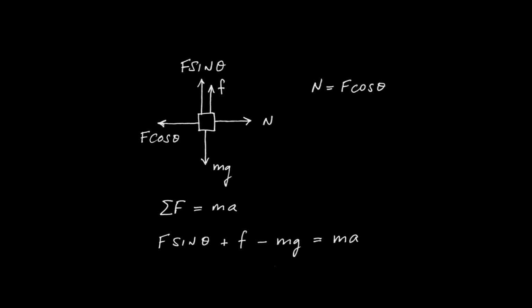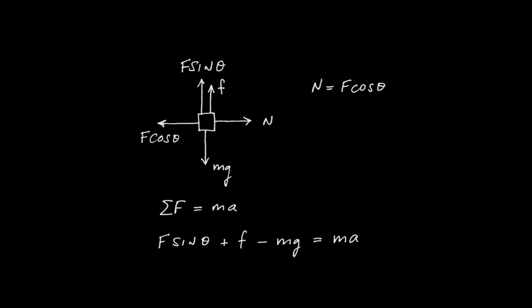Applying Newton's second law to the vertical direction, F sine theta plus f minus mg, those are my vertical forces. F sine theta and f, both positive, directed upward, and mg negative because it's directed downward. That net force, that sum of forces, is equal to the mass times the acceleration. The acceleration is equal to 0 because I'm not moving anywhere. So that's a simplifying factor.